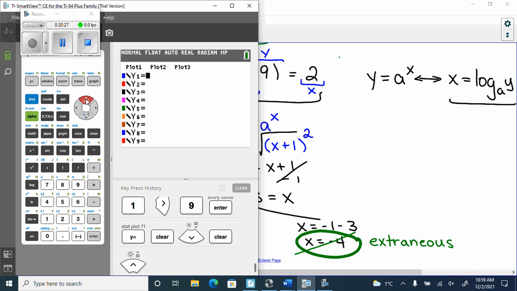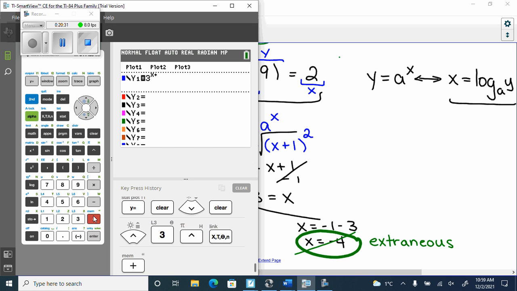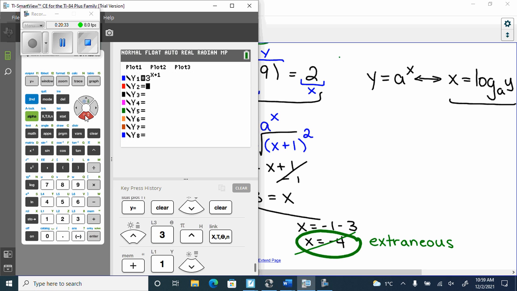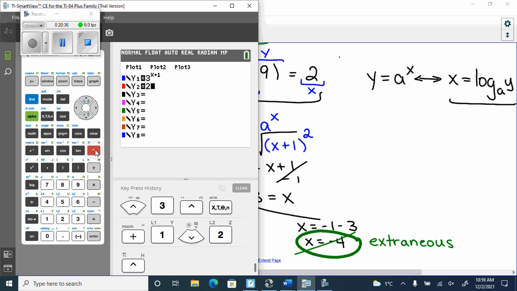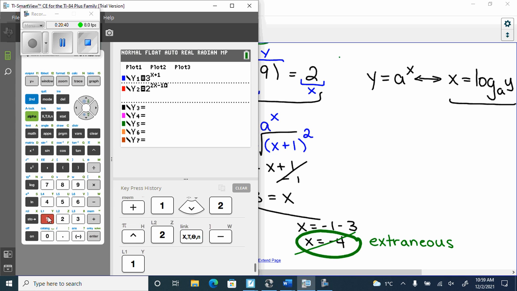So my y1 is 3 to the power of x plus 1. Make sure if you have the old calculator, it's in brackets. And then 2 to the power of 2x minus 1. And why can I only do this graphically? Because it's 2 exponents and I can't make a common base. I can only ask you to do this one graphically. I can never ask you to do this one algebraically. Never, ever, ever. It's not allowed.